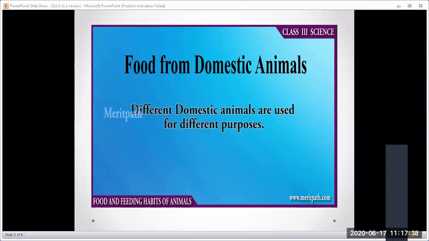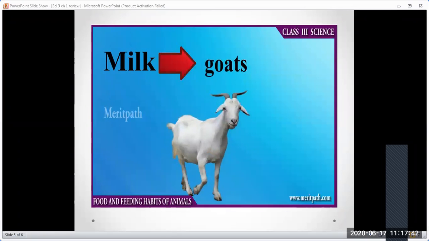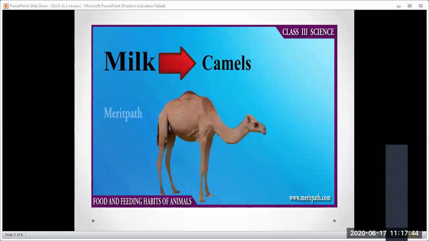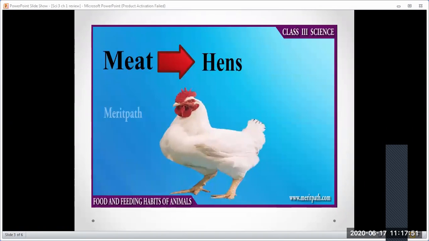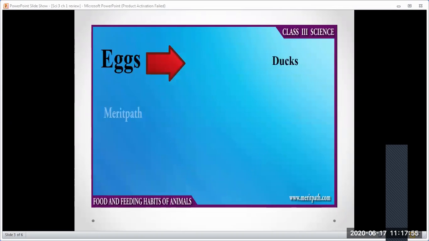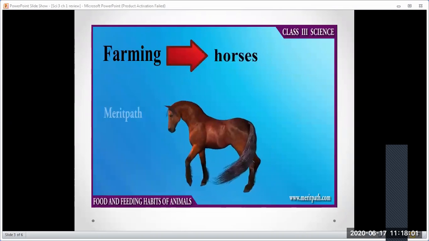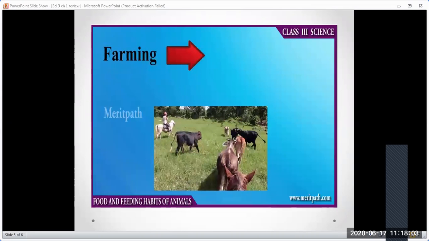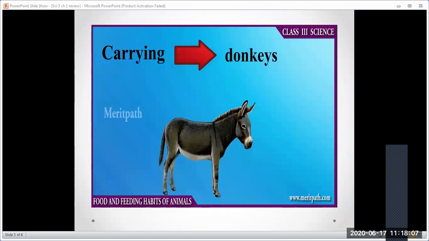Now, let's see what we can get from domestic animals. These animals give us milk. These animals give us meat. These animals give us eggs. They help us in farming. They are carrying loads.